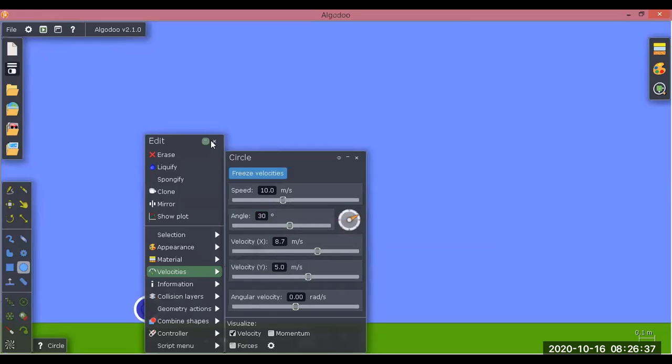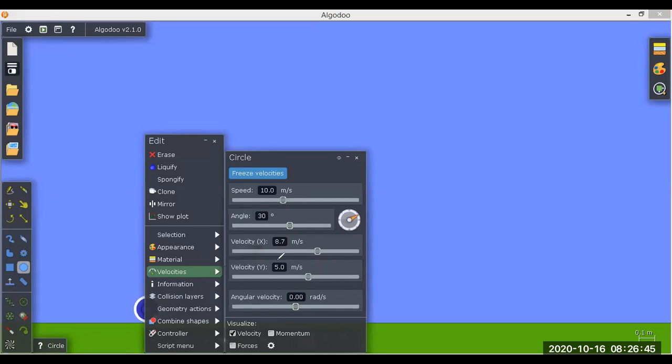Okay, fine. So here, you know what you're seeing over here? Can you see these numbers? Velocity x, velocity y. Can you see that? What you are seeing here is the x component of initial velocity right now. This is the x component of velocity and this is the y component of velocity.